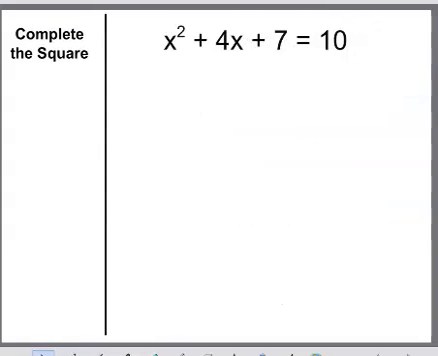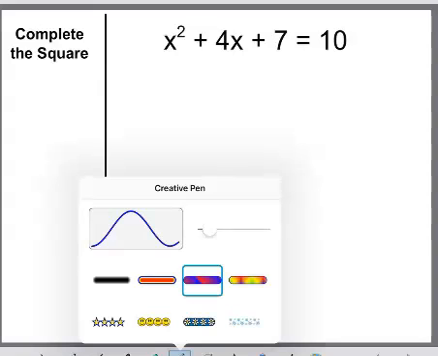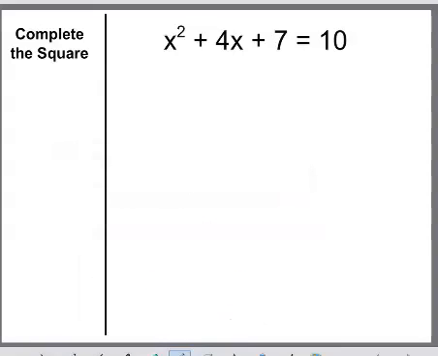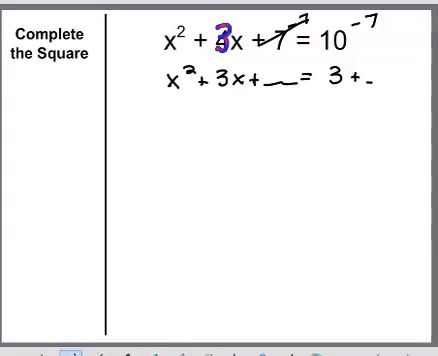Okay. So for this one, I'm actually going to change this to a 3, I think, just to get an odd number in the middle. So we'll just change this to a 3. So I just changed the problem. But now I'm going to follow the steps. Step 1, I'm going to get rid of this 7. So that crosses off, and I'm left with 3. I'm going to add a blank there, because then step 2 is half it and square it.